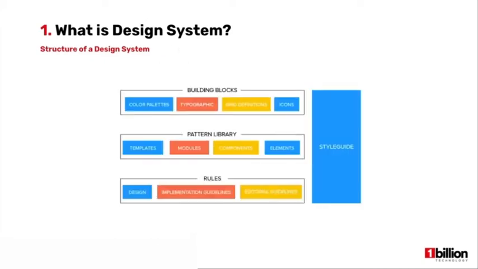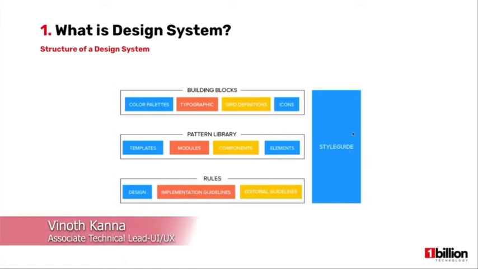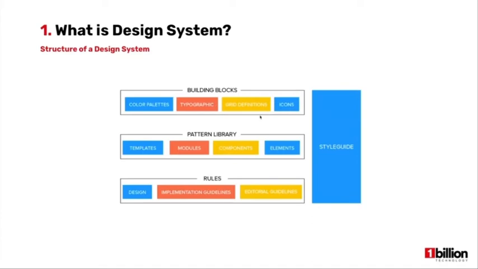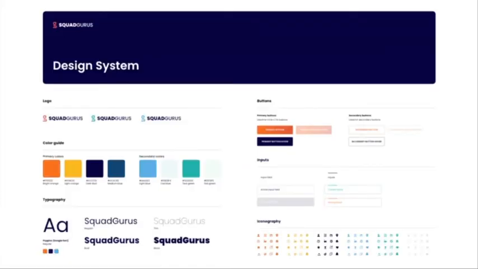And basically, how to structure it. The style guide is the hero of the design system, and under that we create blocks like color palette, typography, grid definition, icons, and the pattern library, also stating the rules that we are following. So for every project, before we start the product, we need to define this in advance.